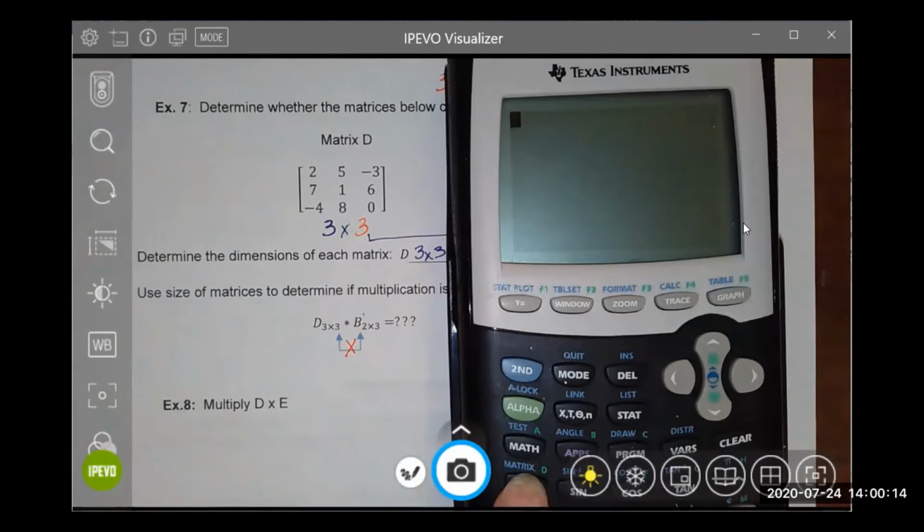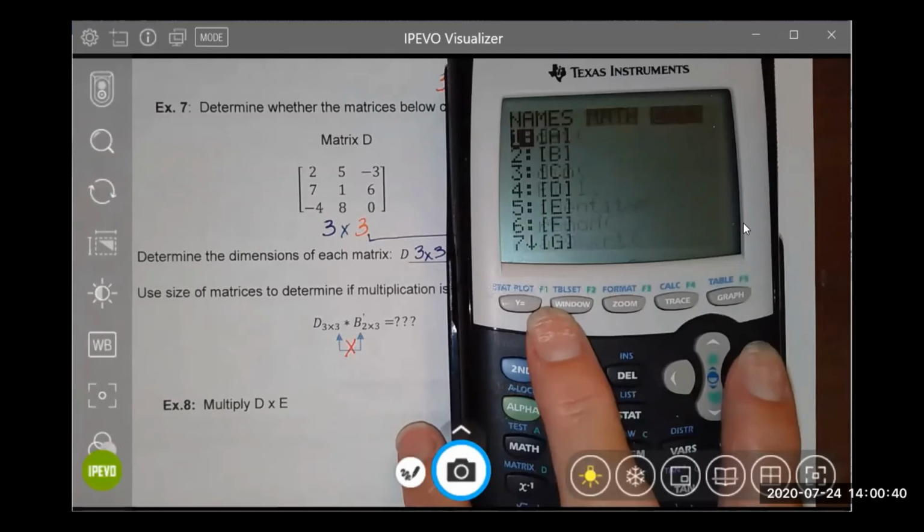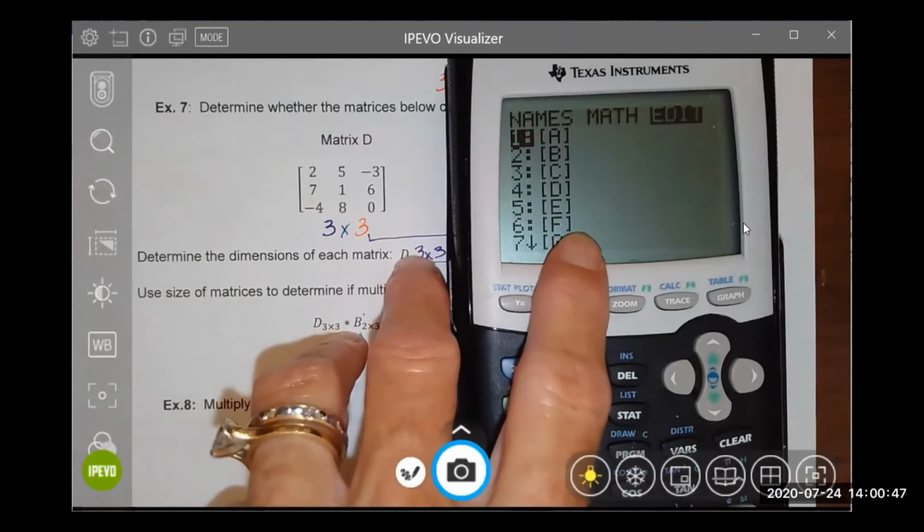And to get to anything that is in an alternate color, I need to use the second key. It may be yellow, it may be blue, whatever the case may be. So I'm going to press second and then the matrix button. It's going to allow me to name some matrices, or it's going to let me do some math using the matrices, or it could let me edit them. So I want to edit because I don't have any matrices in here yet. I know that because once I have some matrices listed in here, it will tell me what the dimensions are.